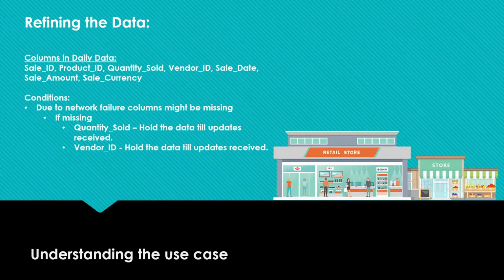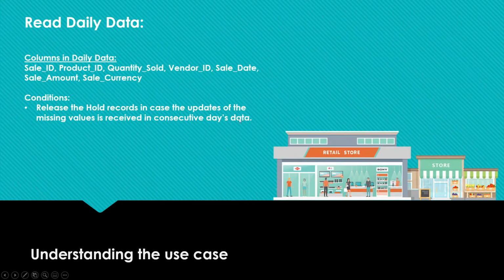And once again guys, you have all the code. If you want to play around with it, you are free to do so. Just add few more columns, few more logic and try to execute the code. Now next scenario was to release the hold records in case the update of the data has been received in the consecutive days data. This also we have covered. So if you have not understood that, please watch the last session once again.